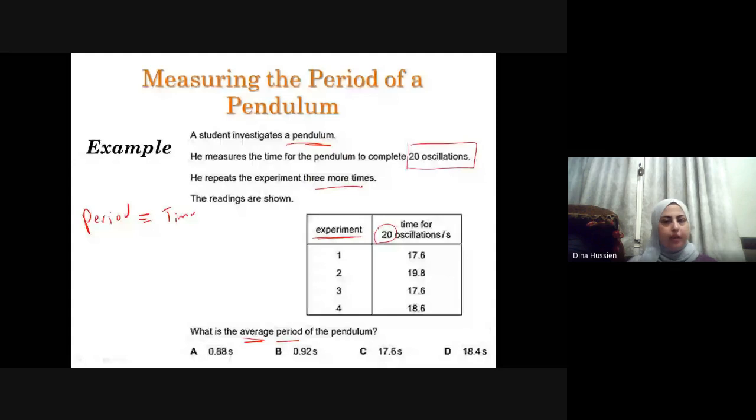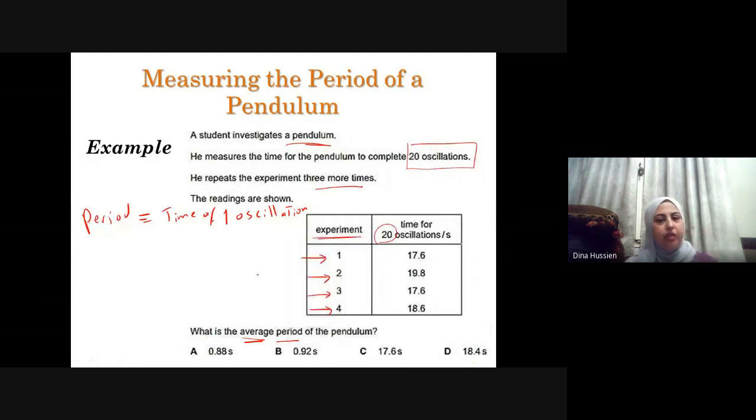طيب لو أنا بصيت على experiment 1, did he calculate the time for one oscillation? لا، هو حسب time of 20 oscillations. وفي 2 برضه time of 20 oscillations، وفي experiment 3 برضه time of 20 oscillations، و 4 time of 20 oscillations. هو he's asking me about the period، البيريود اللي هي mean time of one oscillation. يبقى أنا محتاج أعمل إيه؟ محتاج divide this by 20 عشان أجيب ال time of one.